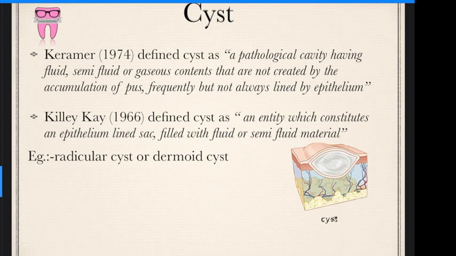Next, a lesion which is present below the level of the mucosa is a cyst. There are two universal definitions of cyst. One was defined by Kramer in 1974. He defined the cyst as a pathological cavity having fluid, semi-fluid, or gaseous contents that are not created by the accumulation of pus, frequently but not always lined by epithelium.